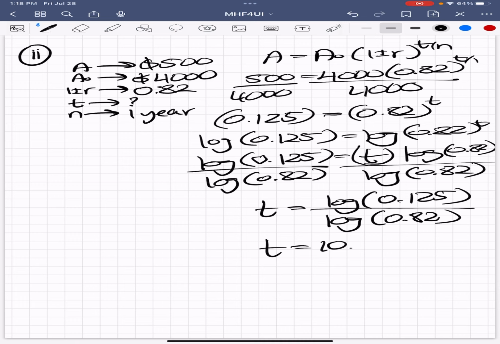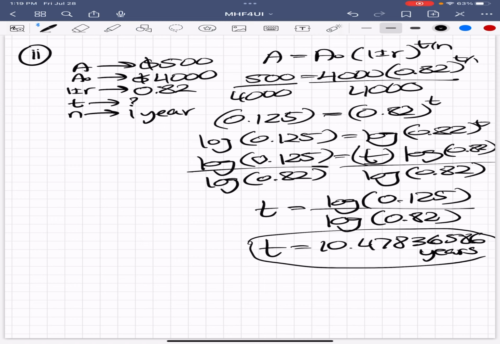So our answer, since n is in years, t will also be in years, so our answer is 10.4783656. So 10.4783656, and that's years. Let's circle our answer, and let's write our therefore statement.